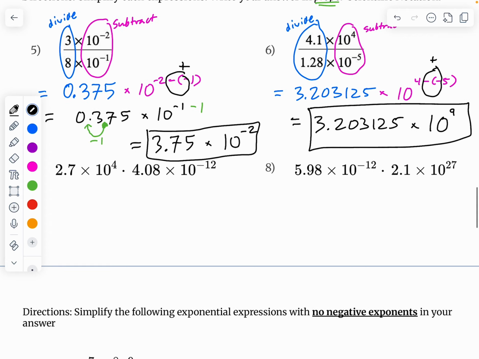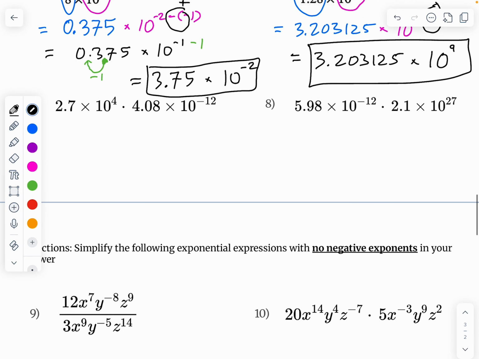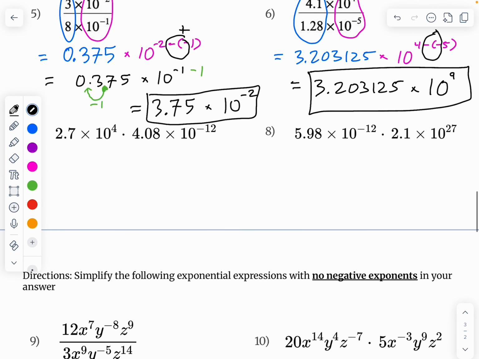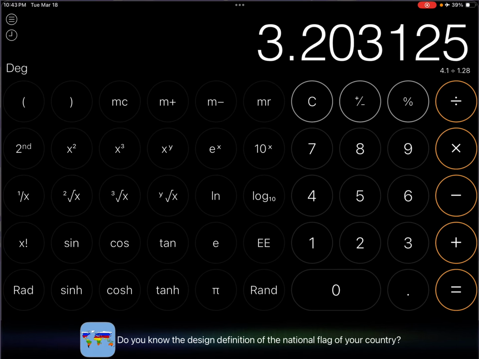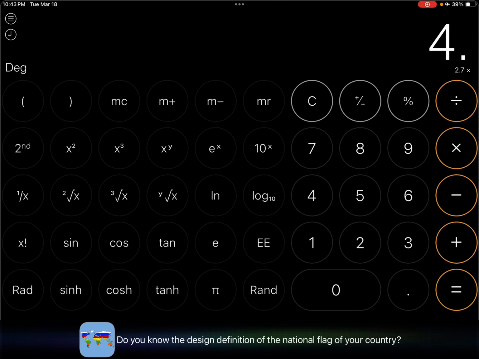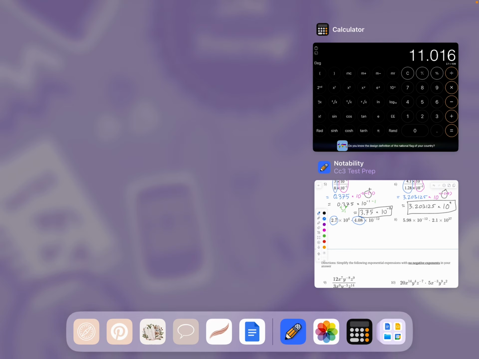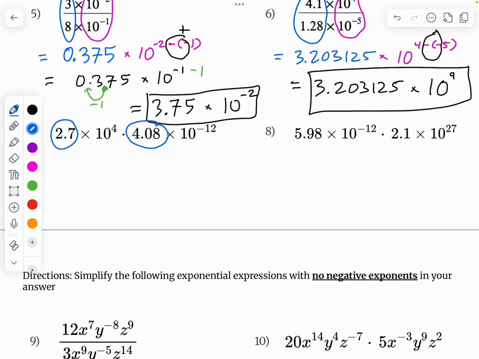If you got that right, good job. Let's keep going. We're hanging in there. We're almost done. Number 7. Multiply these two numbers. Unlucky. We get 11.016.